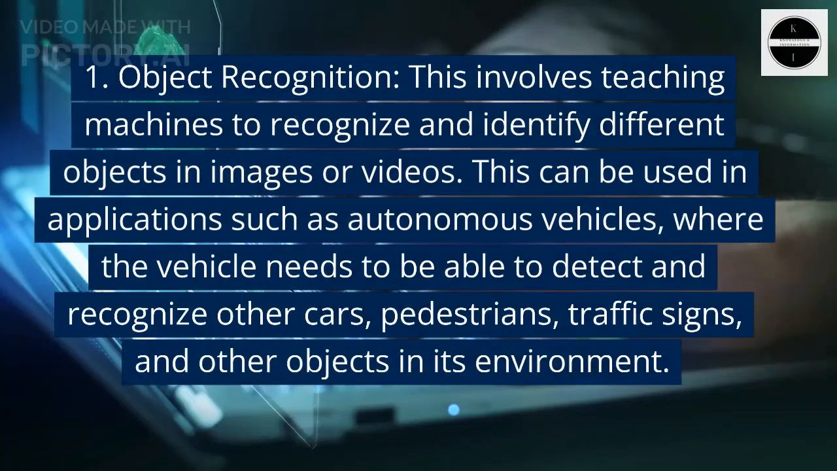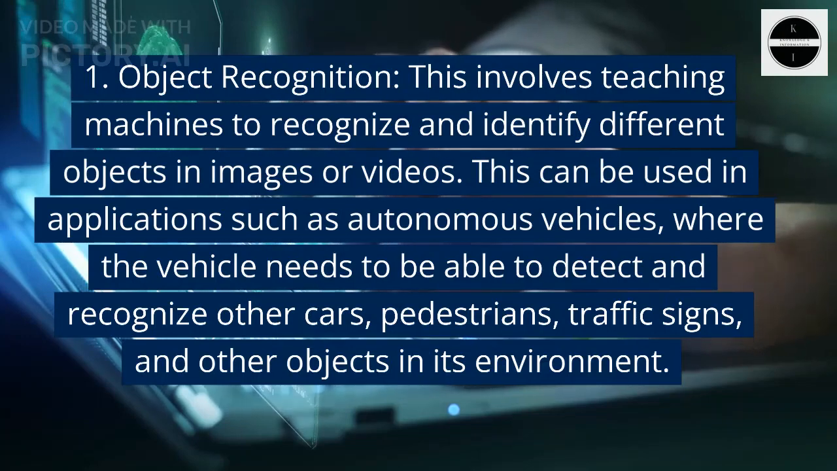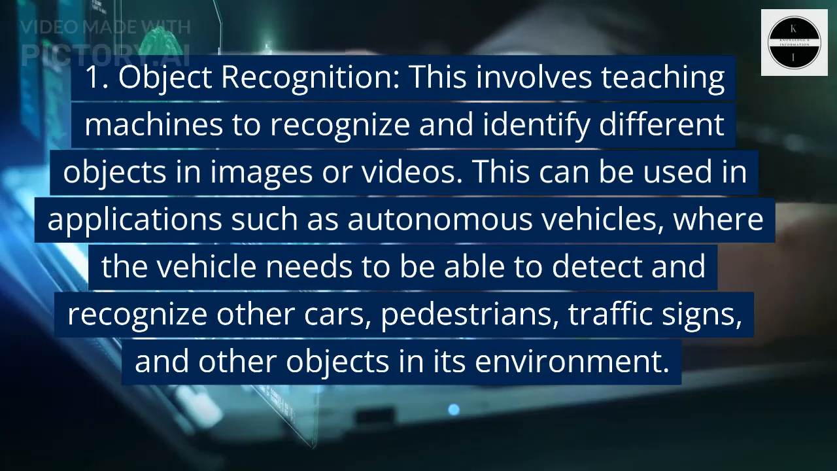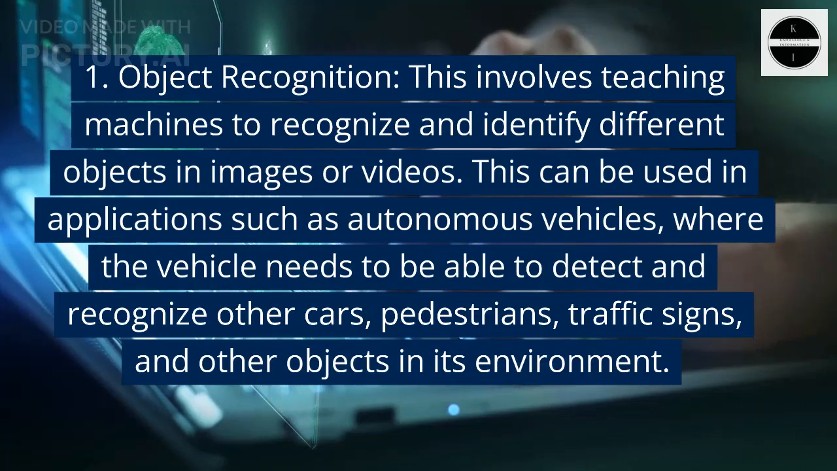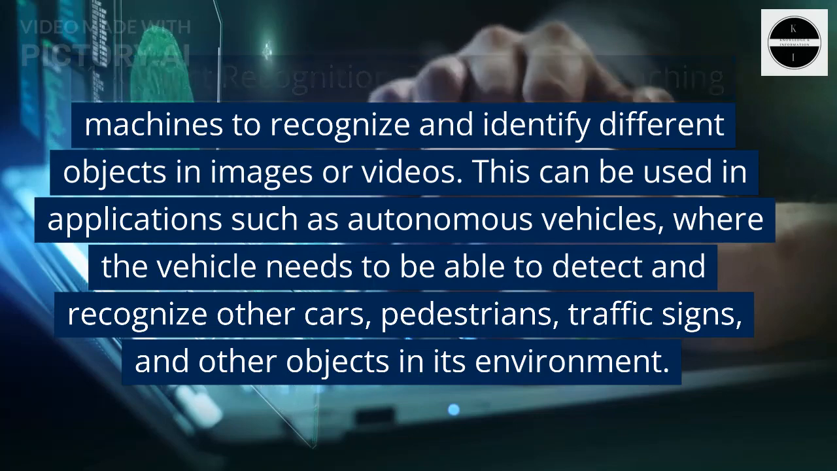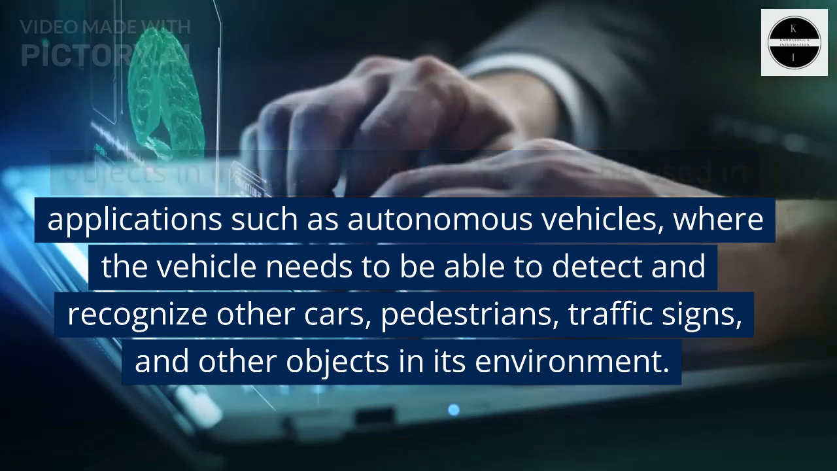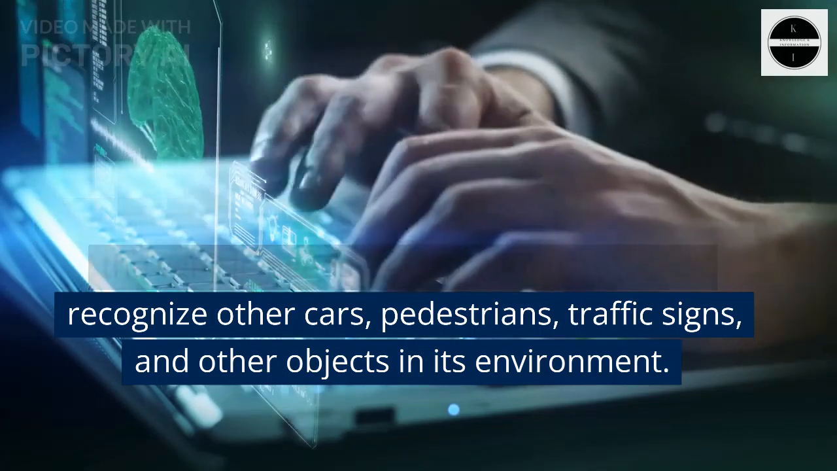1. Object recognition. This involves teaching machines to recognize and identify different objects in images or videos. This can be used in applications such as autonomous vehicles, where the vehicle needs to be able to detect and recognize other cars, pedestrians, traffic signs, and other objects in its environment.